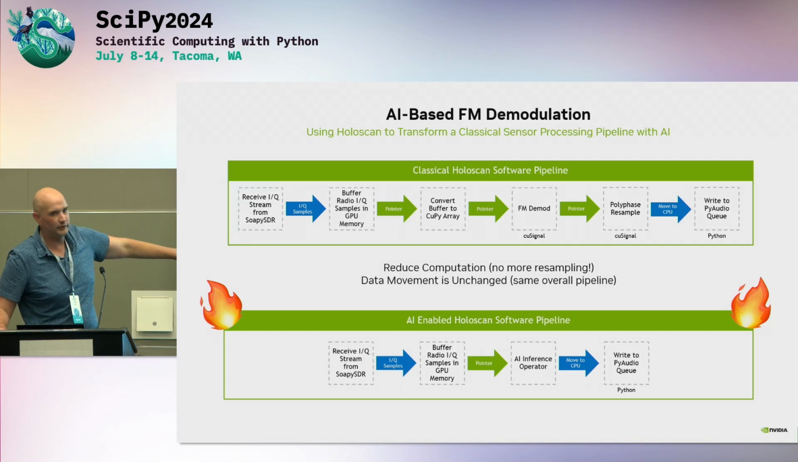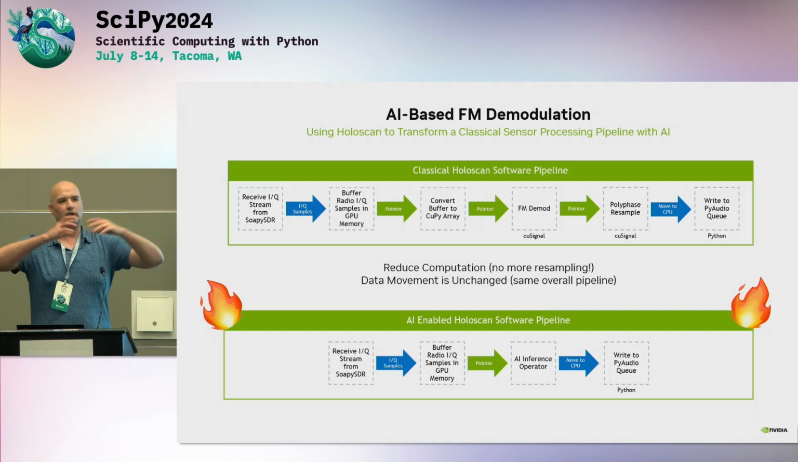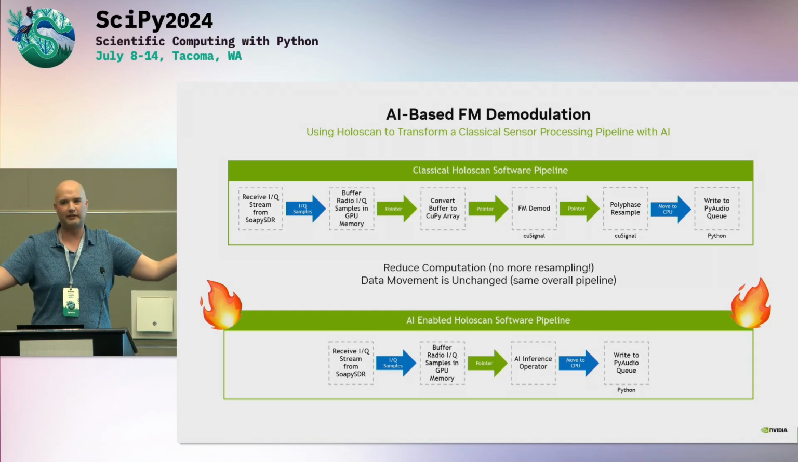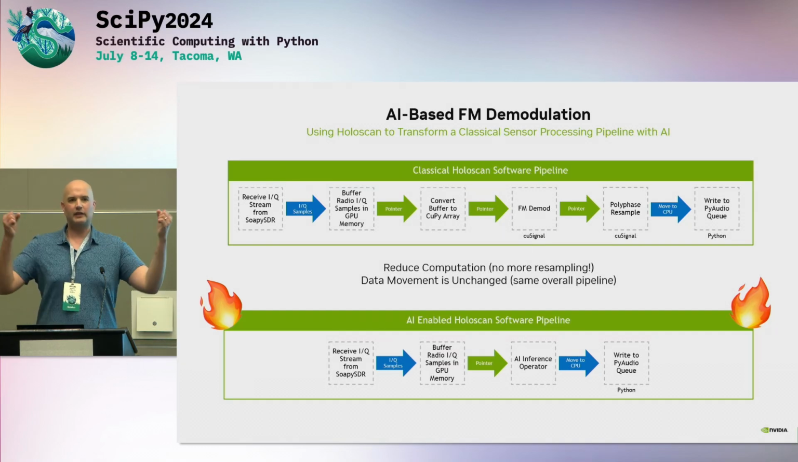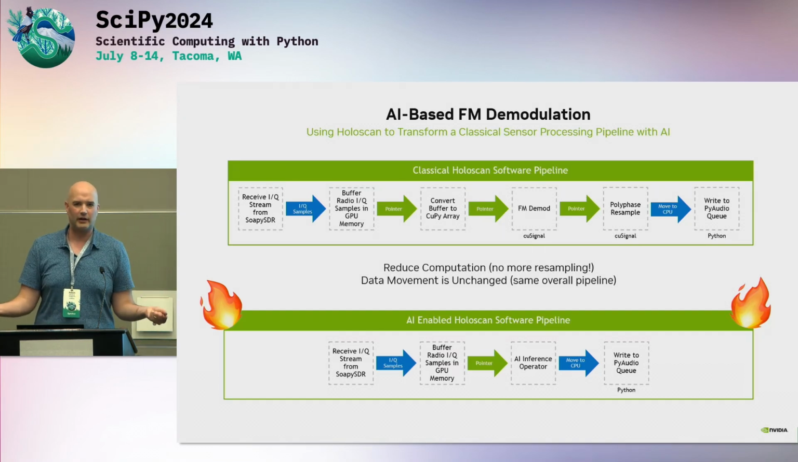Essentially, this reduces computation now because we don't have a resampler that we're invoking. And the data movement is unchanged, right? This is really amazing because you can invest in a classical pipeline that doesn't have AI in it, and then when you're ready, you can use this framework to just plop it in. We've been doing single precision FFTs for decades. And I think one of the really cool things with sensor processing is, in the future, can we use these AI models to reduce our precision and actually optimize our overall processing time?